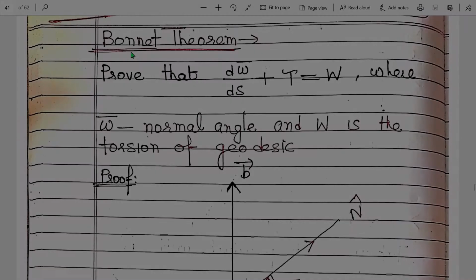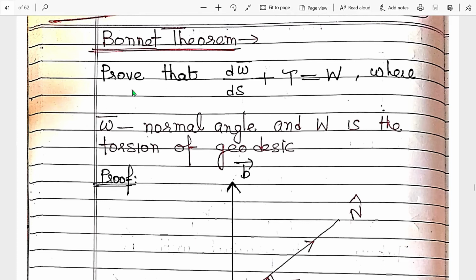Bonnet theorem. The statement of the theorem is: prove that dw̄/ds + τ = W, where w̄ is the normal angle and capital W is the torsion of the geodesic. Our aim is to prove this differential equation of first order.